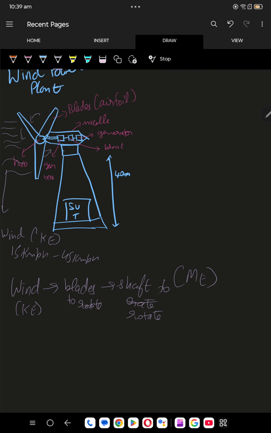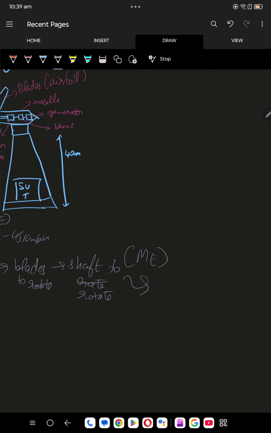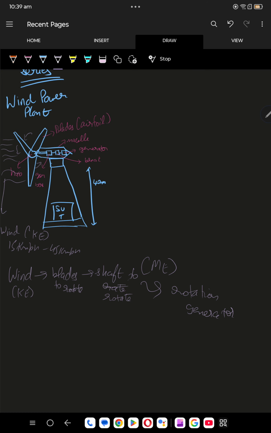Mechanical energy is transmitted now. The rotation of the shaft will actually induce the rotation of the generator. I'm very sorry, rotation of the generator. So the wind will hit the blades, the blades rotate, the shaft rotates. The rotation of the shaft will cause the rotation of the generator. The generator has a power rotor, so basically it will help in the rotation of the generator.